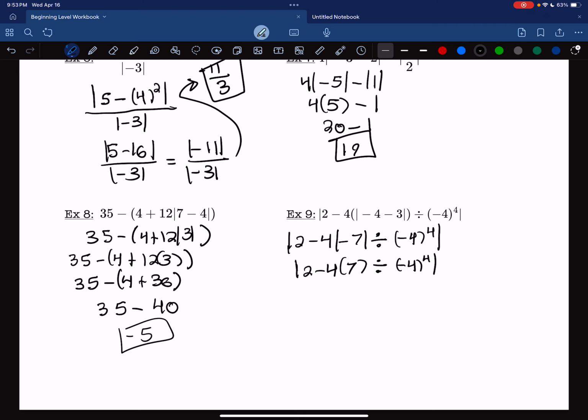And then now, treating this as a regular order of operations problem, remember, we always do exponents next, because we don't have any more parentheses, because this whole thing is the absolute value of it. And so our next step is going to be finding out what negative 4 to the 4th power is. So I'm just going to write that out here. Negative 4 to the 4th equals negative 4 times negative 4 times negative 4 times negative 4.